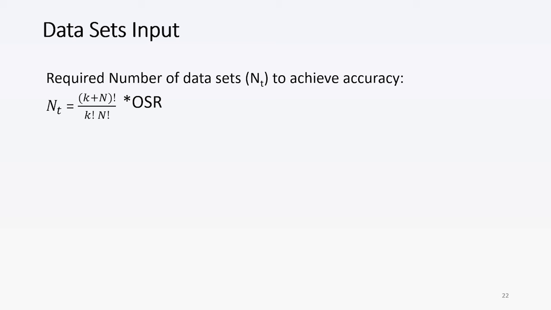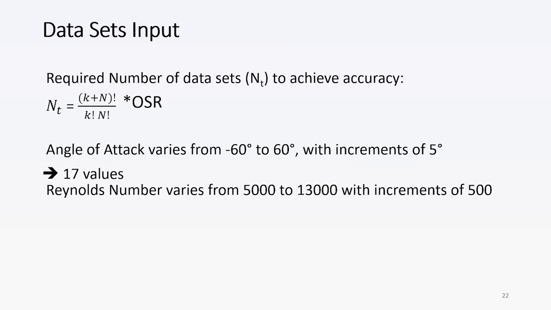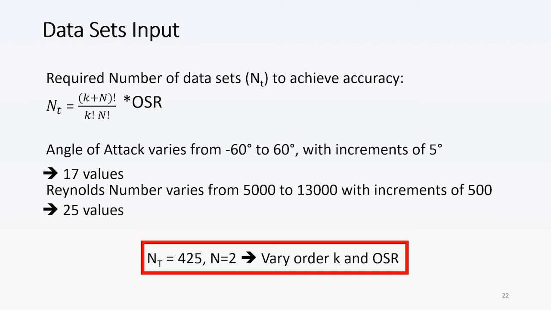In our case, the angle of attack varies from -60 to 60 degrees with increments of 5 degrees, leading to a total of 17 angle of attack values. The Reynolds number varies from 5,000 to 13,000 with increments of 500, leading to a total of 25 Reynolds number values. Therefore, the coefficient of lift will have a total of 425 values, and knowing that only two input vectors are used, the formula above relates the order k to the OSR.